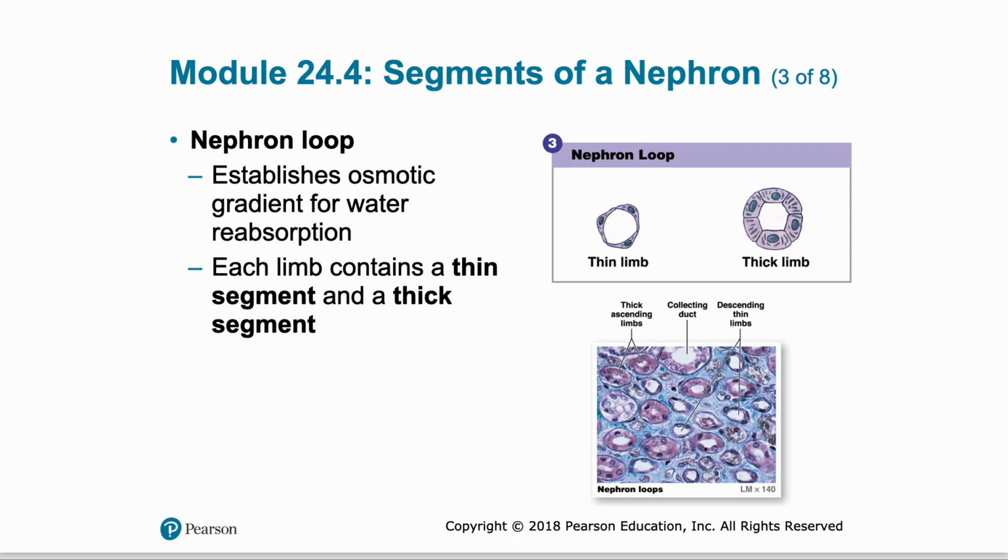From the PCT, we're going to move into the nephron loop. The nephron loop has two parts. It has a descending thin limb or thin segment and an ascending thick limb or thick segment. They are going to play important roles in water reabsorption. And you can see the thin limb is simple squamous epithelium, whereas the thick limb is simple cuboidal.